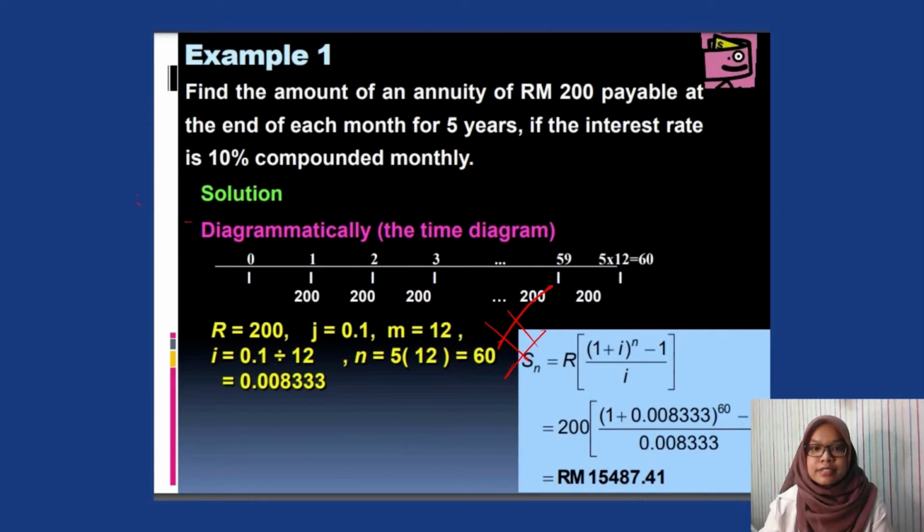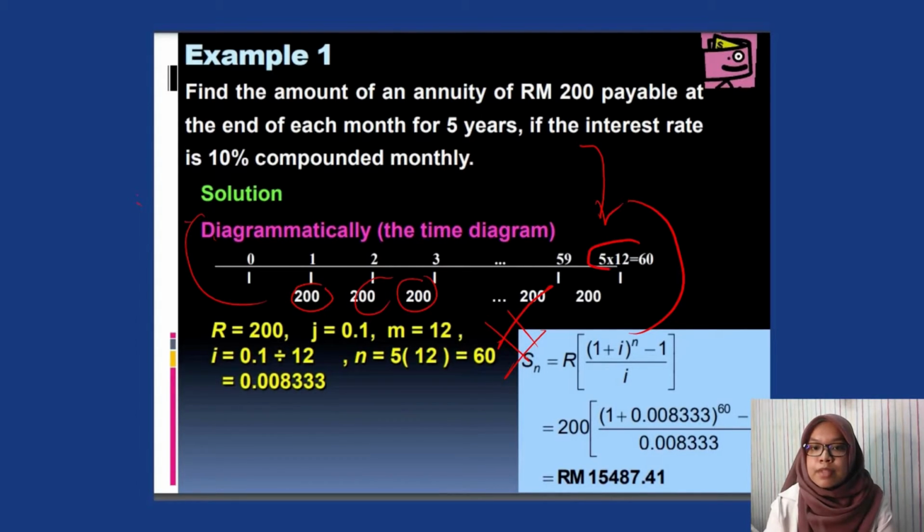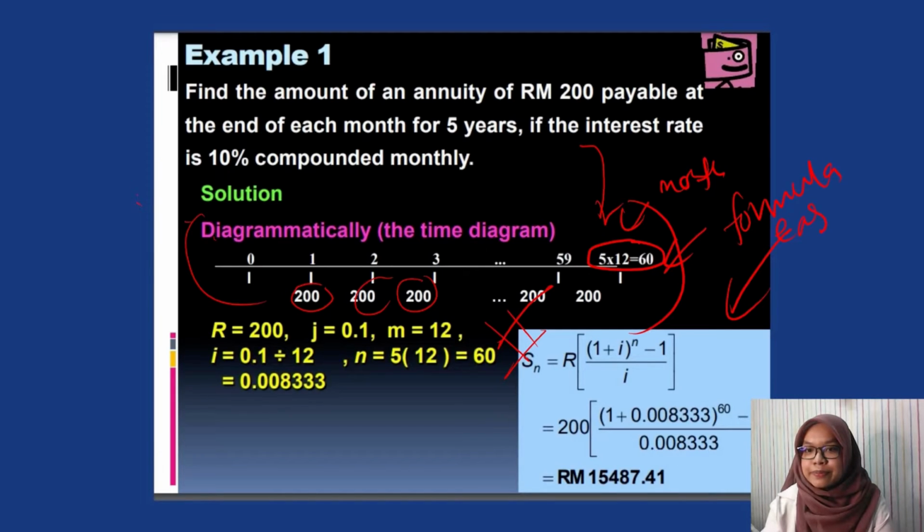Okay. So this is diagrammatically what we can transfer from the question. From the question, we can conclude that every month this person will insert 200 ringgit, for 5 times 12 months. So we are not going to use this diagram, and we just want to use the formula for an easy answer. That's all. Thank you.